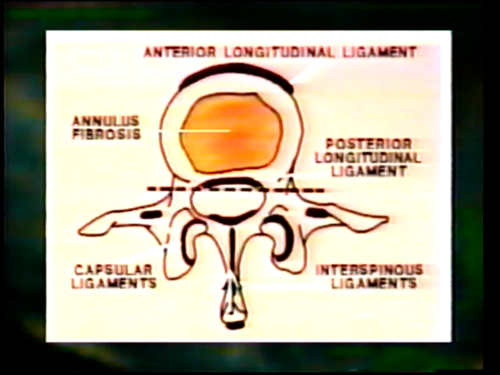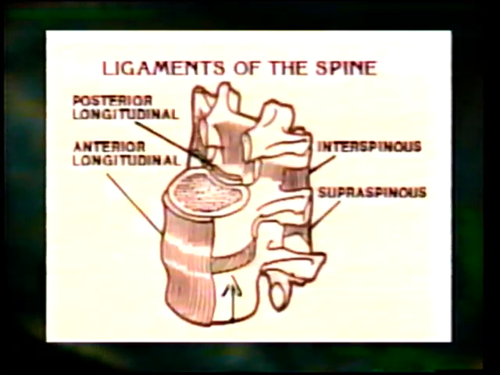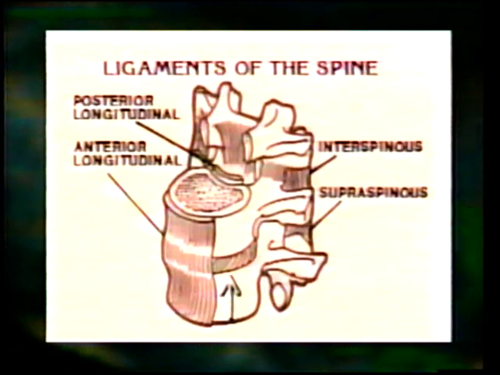interspinous and supraspinous ligaments. When we see these ligaments, looking at them more in a side view, you will notice that the anterior longitudinal ligament is primarily the anterior half of the vertebral body. The posterior longitudinal ligament is very small and thin in the lumbar region, and then as we proceed posteriorly, we see connecting the spinous processes, the interspinous and the supraspinous ligaments, and directly in front of them, the ligamentum flavum.